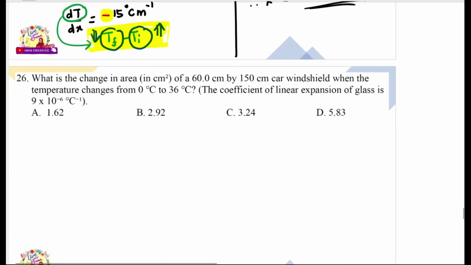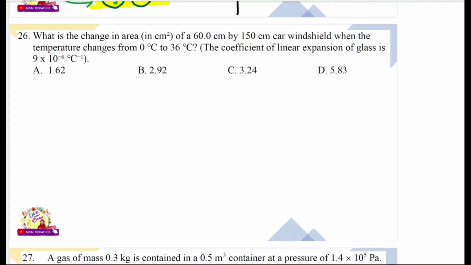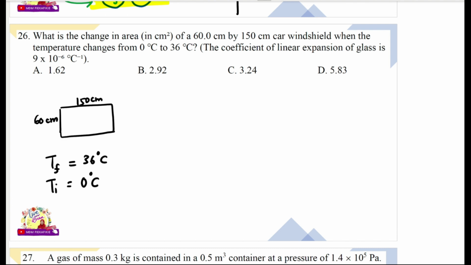Alright, so next, question 26. Alright, so what is the change in area? Okay, so in centimeter squared of a 60 centimeter by 150 centimeter car windshield. Okay, so this one let's say, contohlah macam ni kan. So this is 60 times 150 centimeter. Okay. When the temperature T final is 36 degree, T initial dia adalah 0.